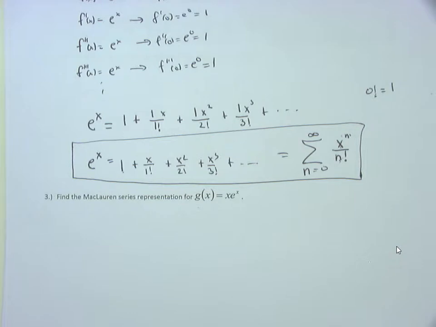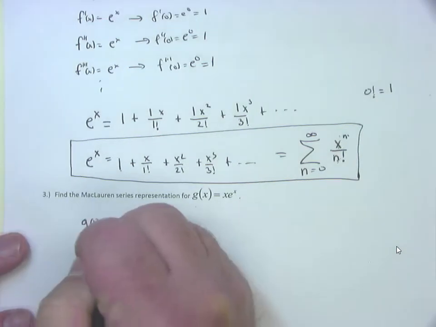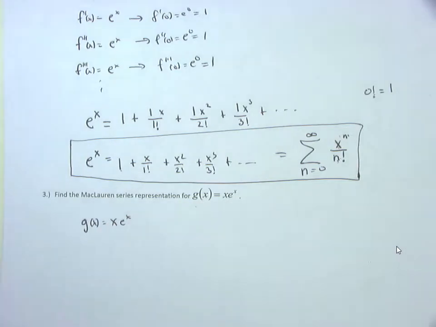Find a Maclaurin series representation for g of x is equal to x times e to the x. No worries. If you can get a series for just part of your function, you can extend that to create a series for the whole darn thing. I'm not going to recreate and take a bunch of derivatives of this thing, because I use the product rule and all that good stuff.